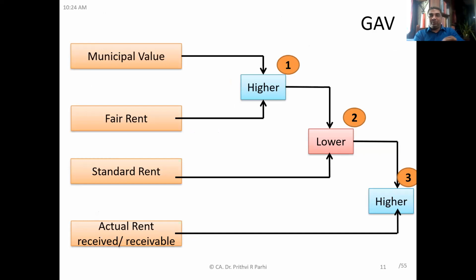For that, first we need the reasonable expected rate. We compute the municipal value or fair value, whichever is higher. Then we compare it with the standard value, because it cannot exceed the standard rate, so whichever is lower we take. That is the reasonable expected rate, and we compare it with the actual rent, received or receivable. Then we see whichever is higher.